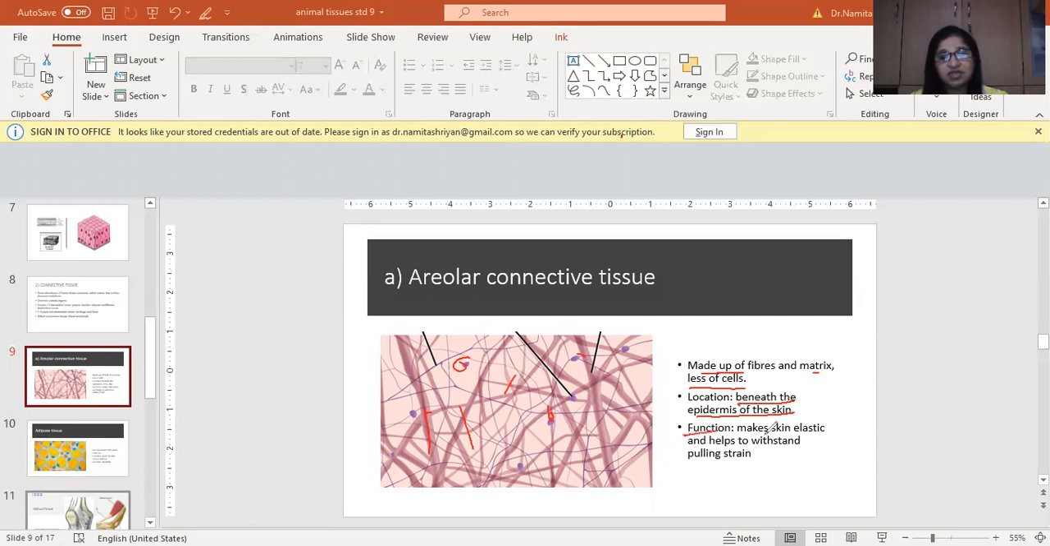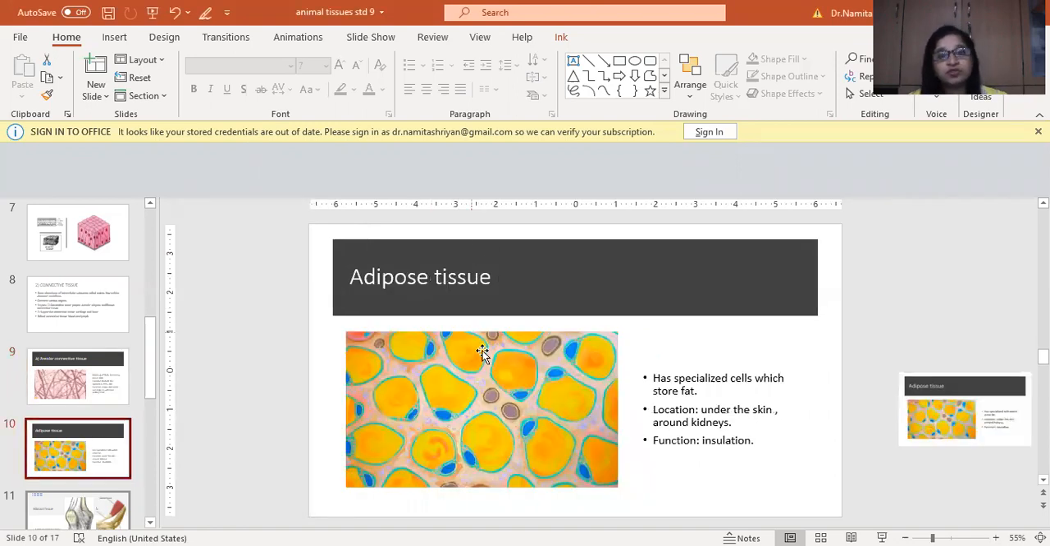Its main function is it makes the skin elastic and helps to withstand pulling strain. So if anybody tries to pull your skin, it will try to keep it back and maintain the elasticity of your skin. So it's a very important role and very important function that it is having. So the first in connective tissue proper, areolar connective tissue. We go to the next, that is adipose tissue.